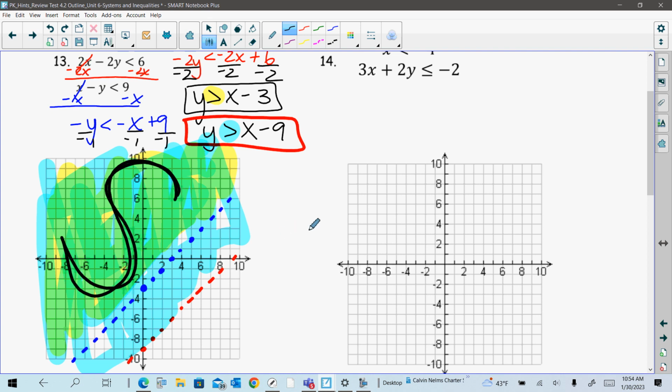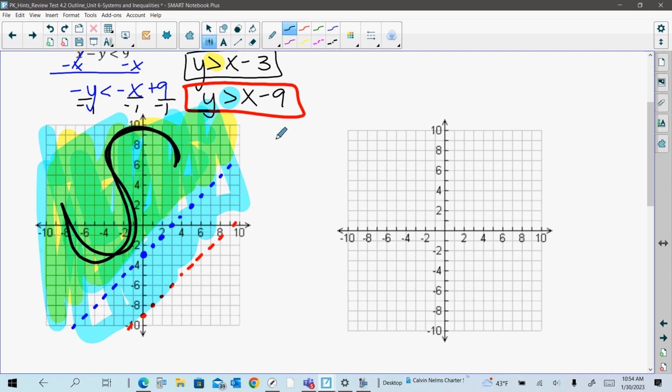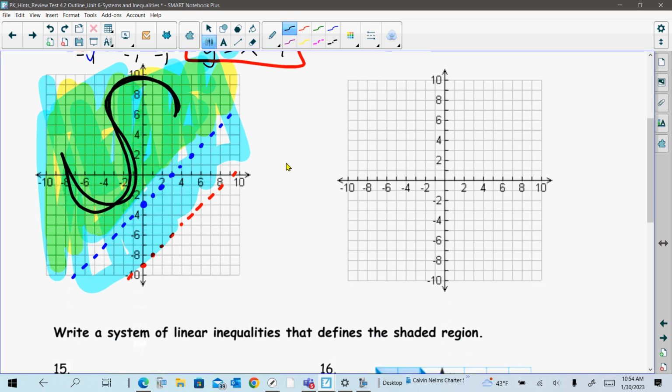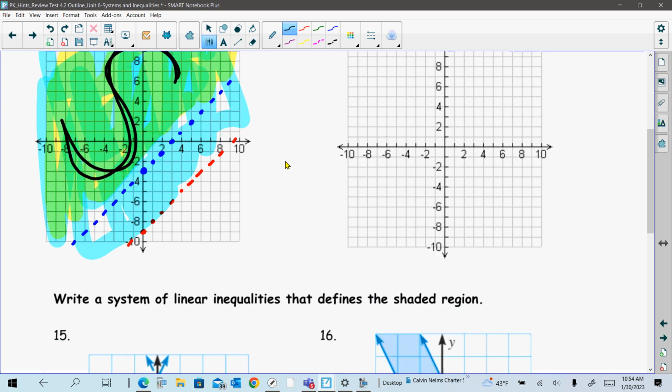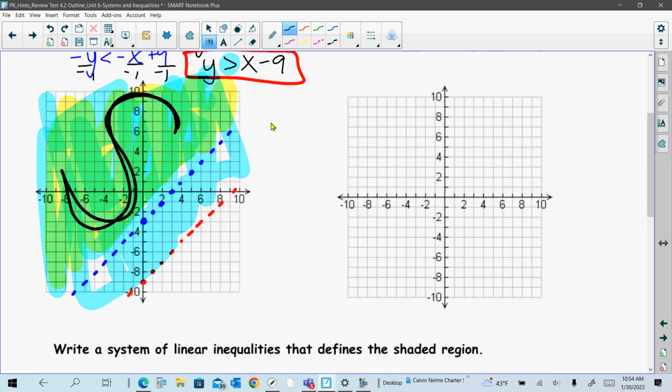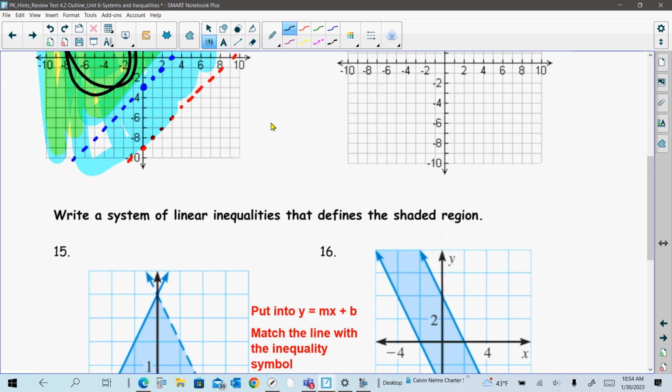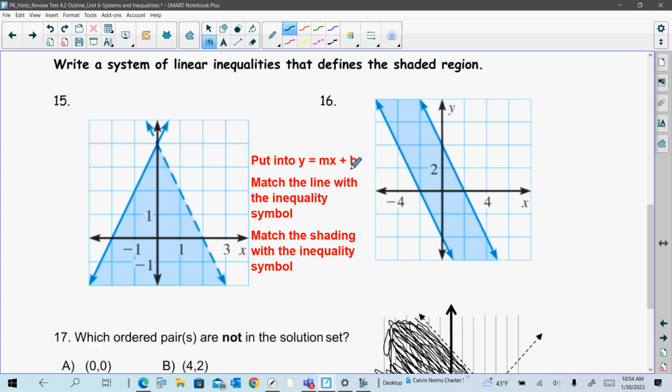Okay, so I'm going to definitely ask you to graph inequalities, but then I'm also going to ask you to pick the correct equation to go with the graph. So when you get down here to number 15 and 16, put it into mx plus b form, but match the line with the inequality symbol. So if I look at this solid line here, I know it's crooked, but you see this line? I'm gonna make this my line 1, okay? Because it's solid, it has to have an equal to sign with the symbol.